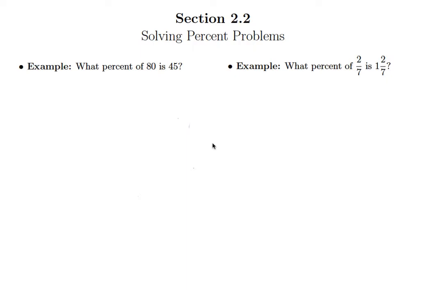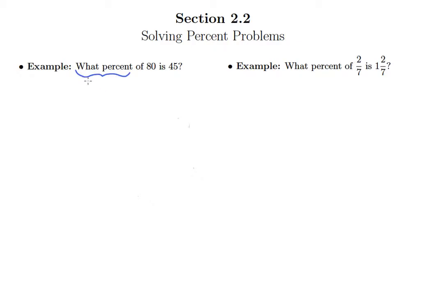In this lesson, we're going to work a little more on finding the unknown in a given situation, but this time the unknown is going to be a percent itself. So the first example here says, what percent of 80 is 45? So we'll kind of play the same game we did in the last video.